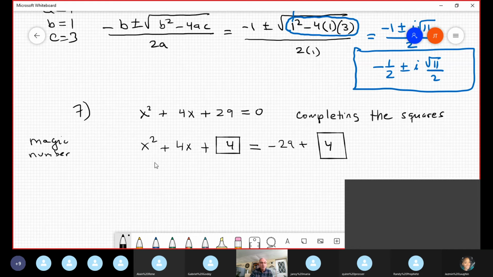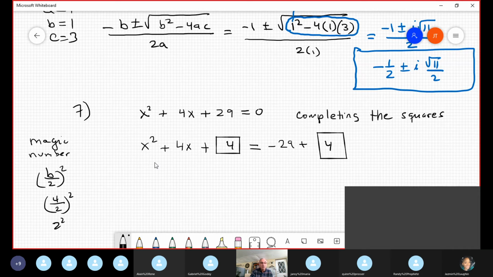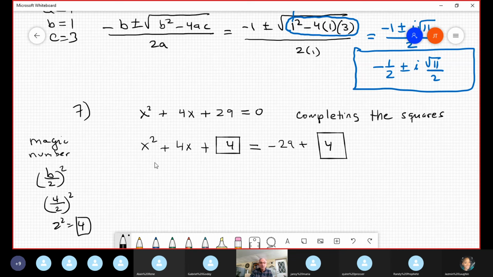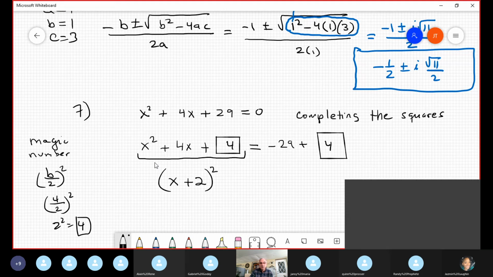Look, the formula is b over 2, squared. In our specific example, b is 4, divided by 2 squared. 4 divided by 2 is 2, and 2 squared is 4. It's a coincidence that it's 4. It doesn't always happen, but in this case it does. So now, when the square is completed, this trinomial is a perfect square, and the factorization is only one parenthesis, x plus 2 squared. Do you understand very well where this comes from? Sure? Okay, super. In the right hand side, we have minus 25.